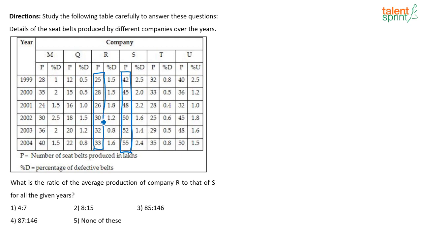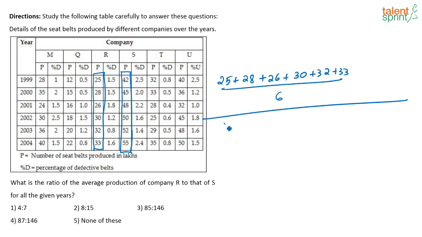25 plus 28 plus 26 plus 30 plus 32 plus 33. Average means divided by 6, correct? What you have to do is just add the production for each year, right? 30, 32, 33 divided by 6, that will be the average. This divided by, again, 42 plus 45 plus 48 plus 50 plus 52 plus 55, again divided by 6, this will anyway get cancelled. Just add and divide, that's all.